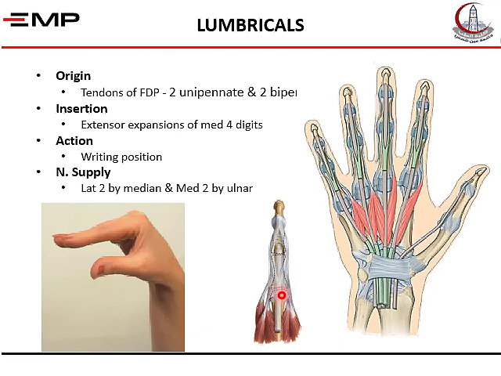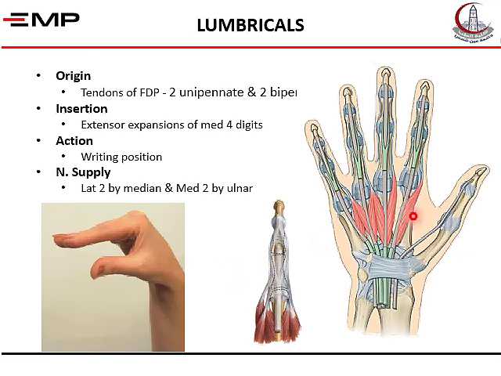The extensor expansion, which is at the insertion of extensor digitorum, has a base which splits into three divisions. A middle slip that is attached to the middle phalanx, and two collateral slips that separate and reunite to be attached to the distal phalanx. All lumbricals are bringing the fingers to the writing position, that is to say flexion of metacarpophalangeal joints of the medial four fingers and extension of their interphalangeal joints.